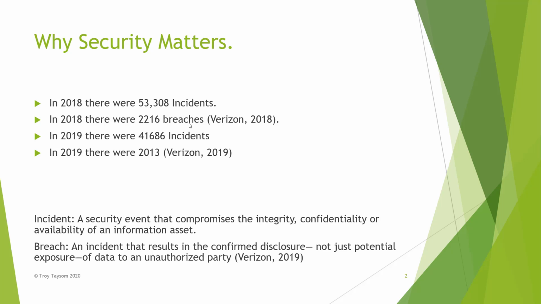But so there's 53,308 incidents, 2,216 breaches. In 2019, we dropped in the incidents and in the number of breaches. My guess, and it's just a guess, is that in 2020 we'll see our numbers go up quite a bit.